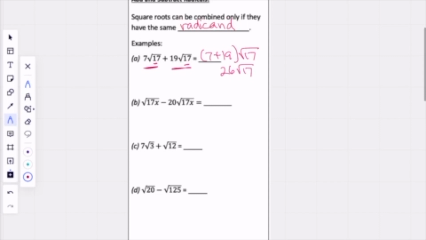For this next example, we're going to take the square root of 17x minus 20 times the square root of 17x. Well, what is the coefficient of this first square root of 17x? This is the same as 1. So, since we have the same radicand, this is 1 minus 20 times the square root of 17x, or negative 19 times the square root of 17x.